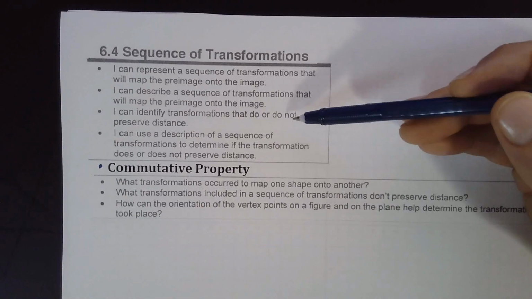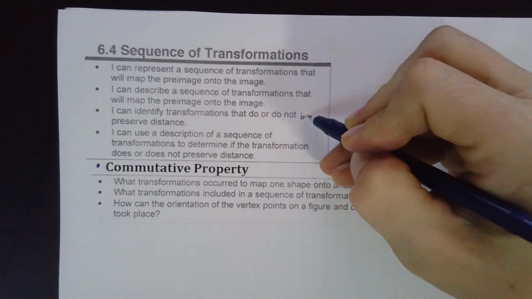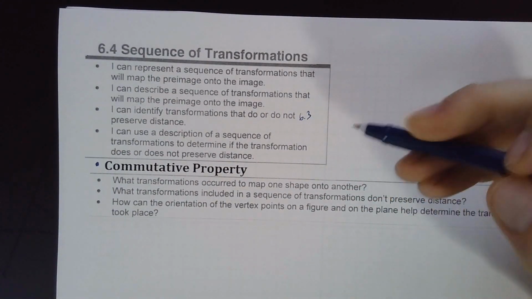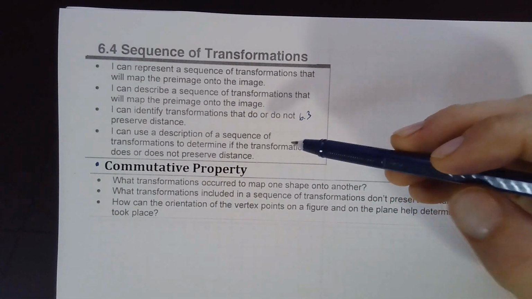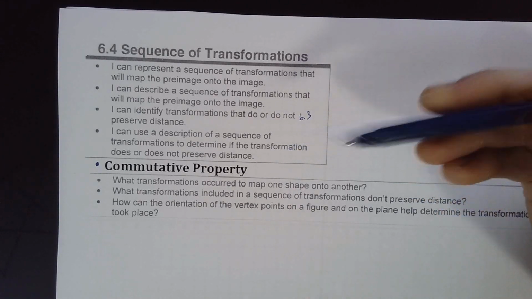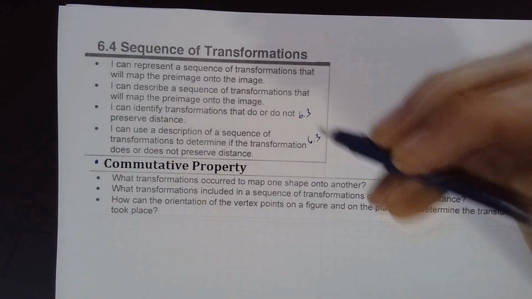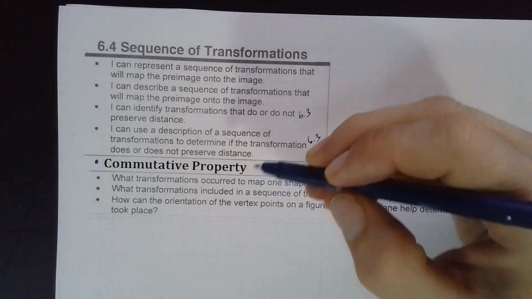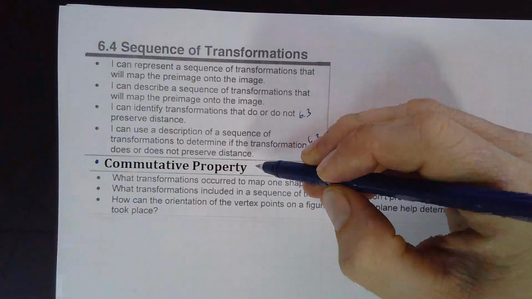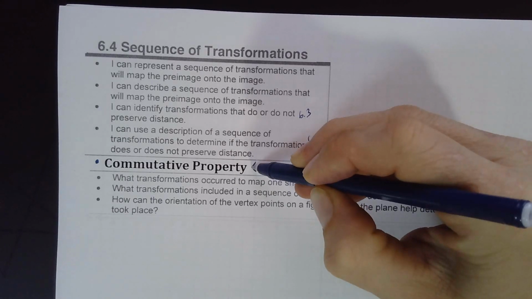Okay, and then again, identifying what does or does not preserve distance is kind of going off of section 6.3. And then describe that I can use a description of a sequence of transformations to determine if it did or did not. So again 6.3, just a repeat of 6.3. I'm gonna revisit the commutative property. I don't know if I talked about that in 6.3, but if I didn't, I'm going to talk about it in 6.4.